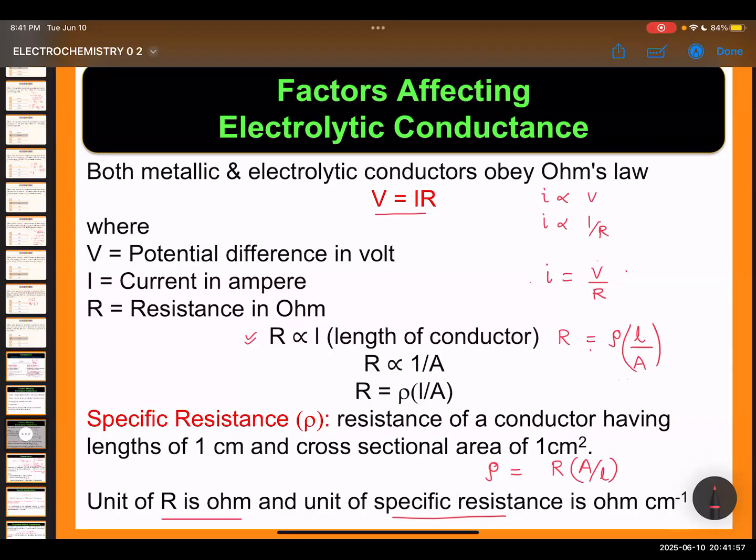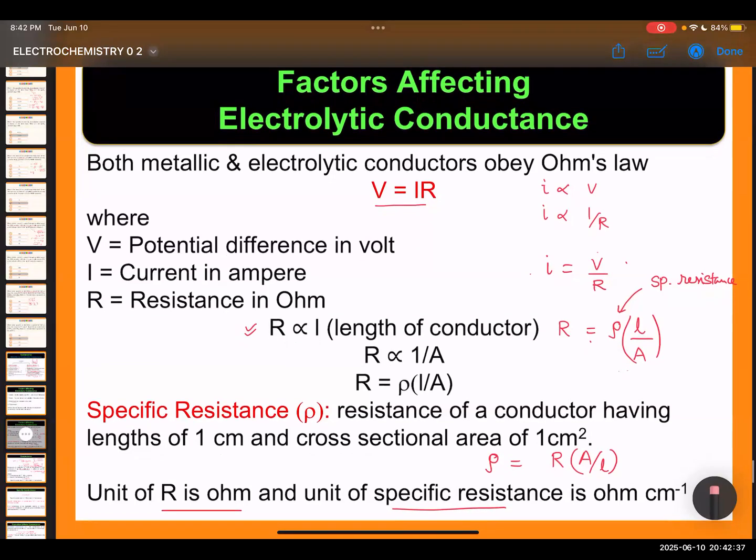So R equal to rho L by A. R is the resistance. And what is rho? This is the specific resistance. Clear? Specific resistance is the resistance per unit volume, per 1 cubic centimeter. It is the resistance offered by a conductor having cross section area of 1 centimeter square and length 1 centimeter. So it is just like per unit.